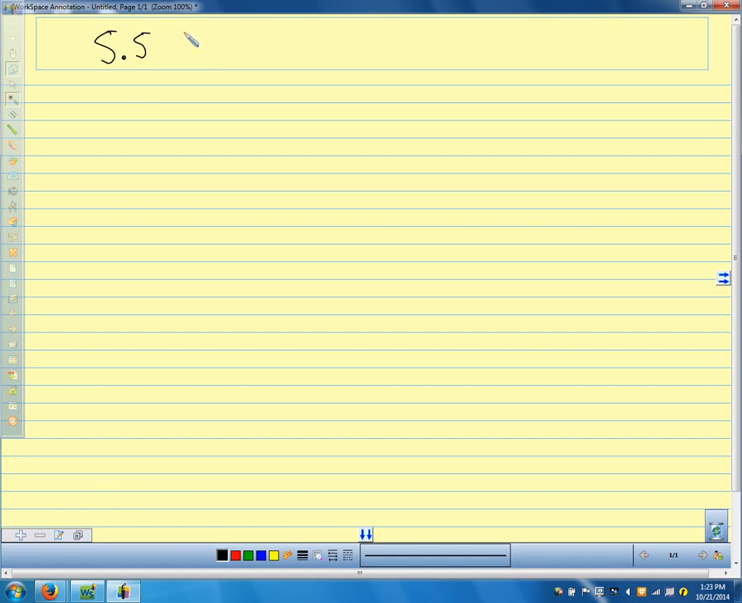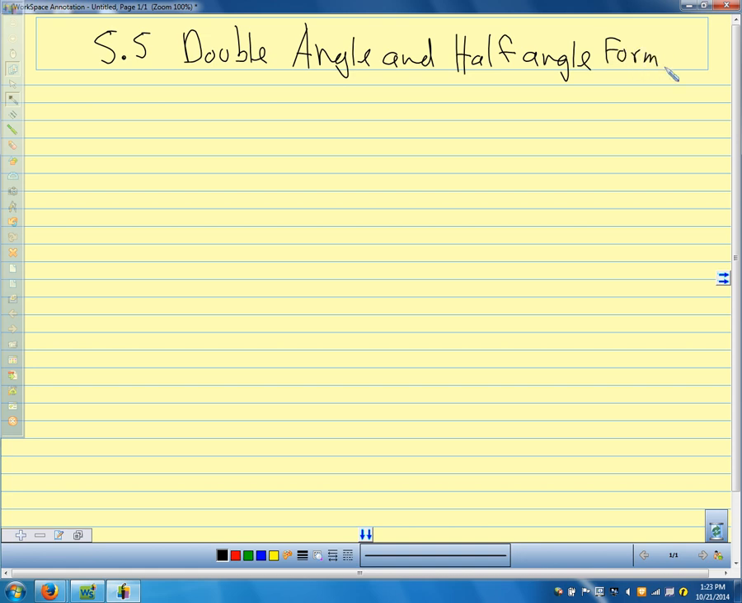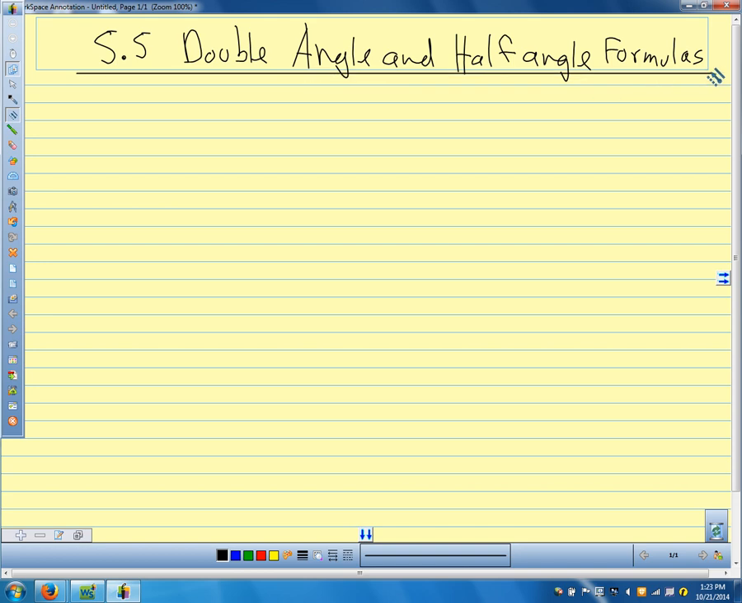So we're going to talk about the double angle and half angle formulas. The double angle formulas are probably a little more applicable. You see them a little more. But the half angle formulas are good to have seen, and to know that they actually come from the double angle formulas.